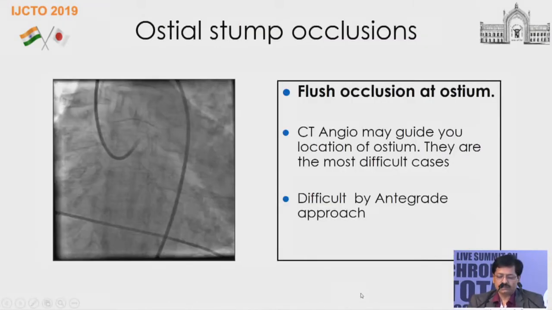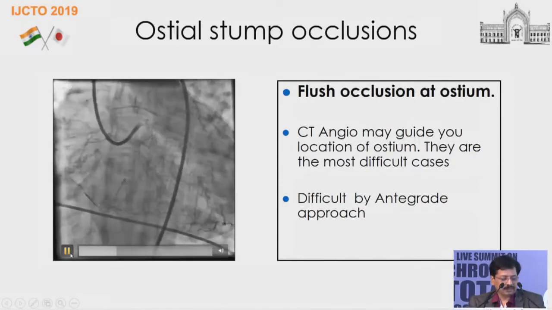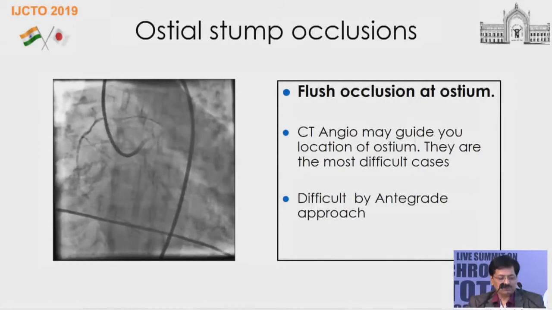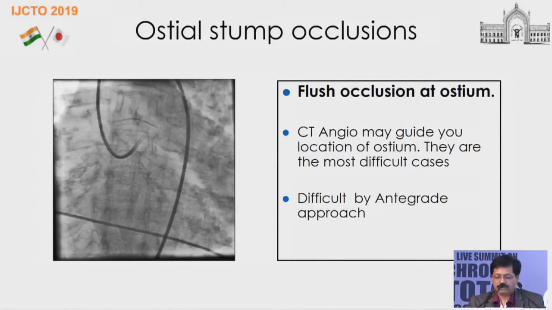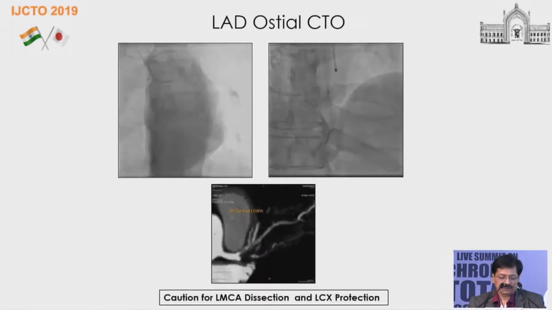And flush occlusions, these are the most difficult cases even for any senior operator, unless you do retrograde wiring and snaring, which are the only favorable techniques. Otherwise, for ostial occlusions of the RCA, just stump occlusions, CT angio may guide you to locate the ostium, but these are very difficult cases.